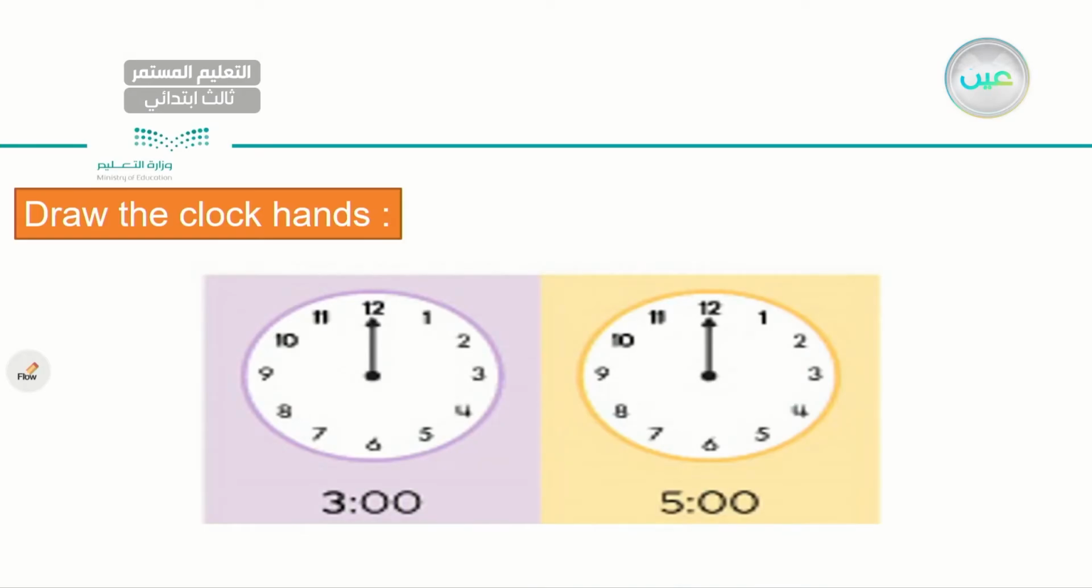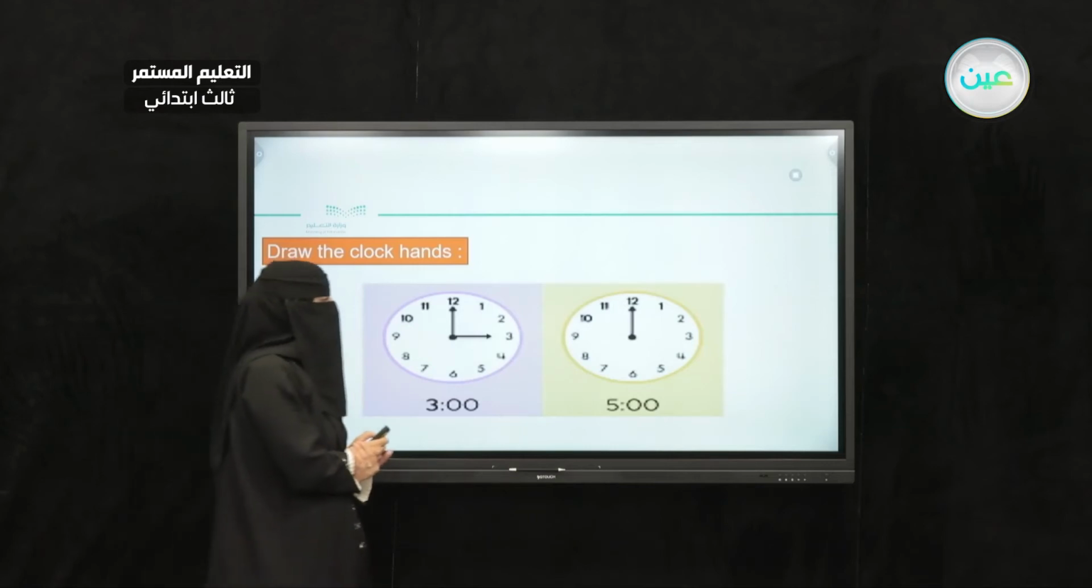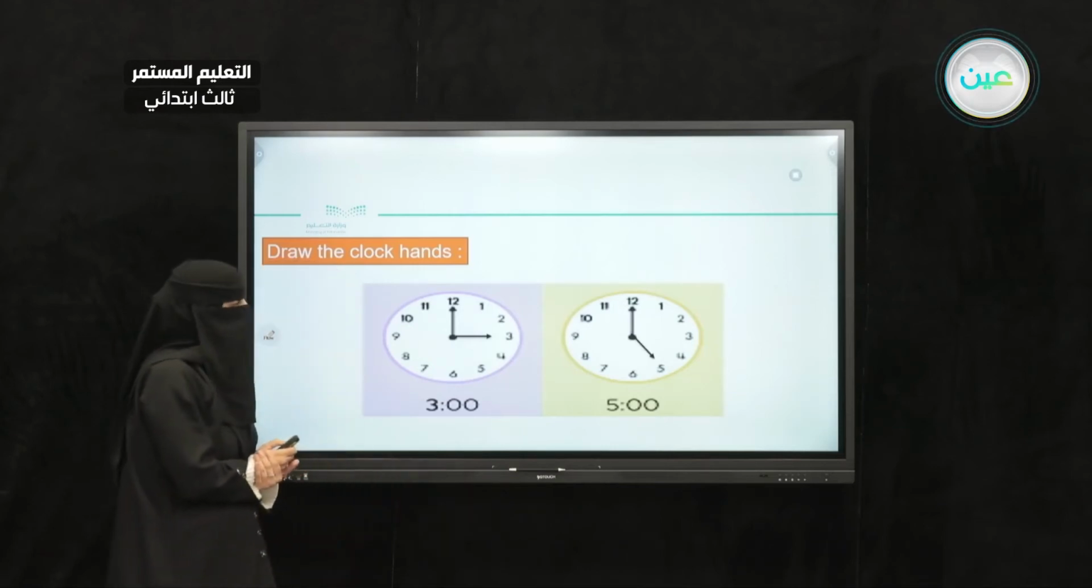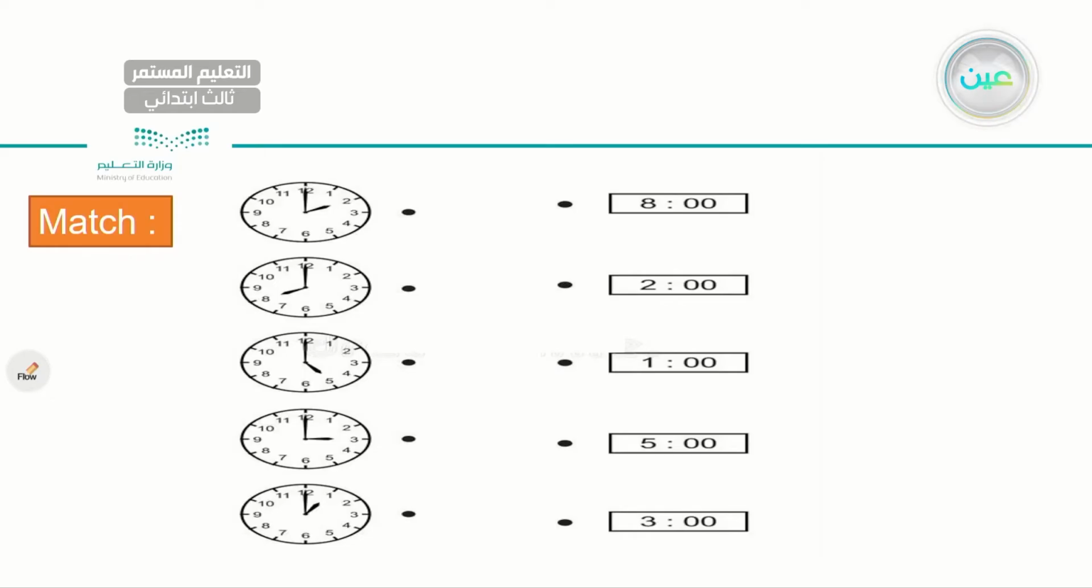Same here. Draw the clock hands. 3 o'clock. Very good. We will draw the short one. Here, you have the same exercise in your book. And we have 5 o'clock. Very good. Excellent.